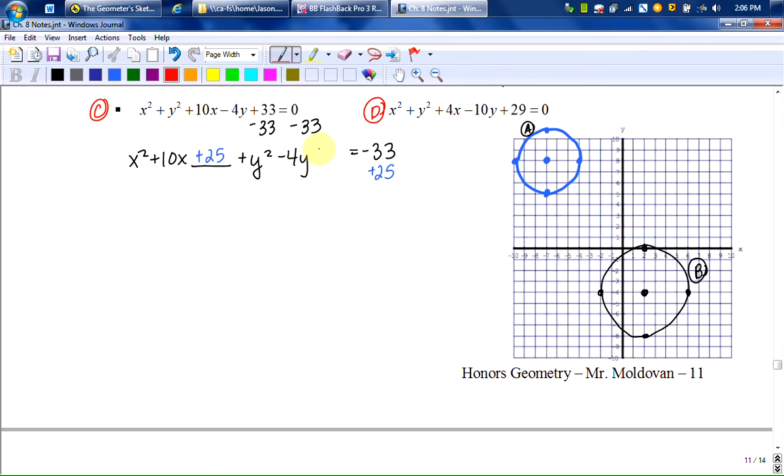-4 cut in half and squared is 4. I don't know if you can tell why this is bad. This is bad because the right side is still negative. So this is not a circle. This is a trick question. And that's it. I can't graph it.